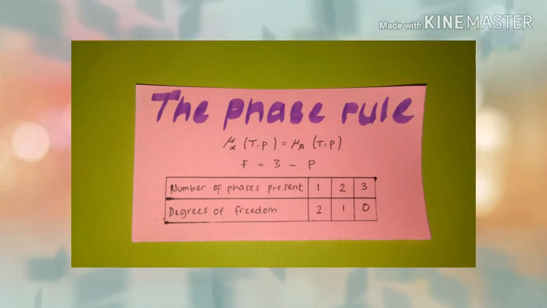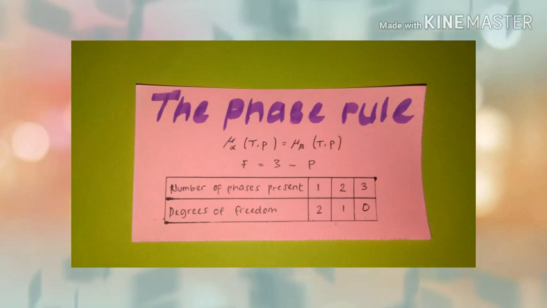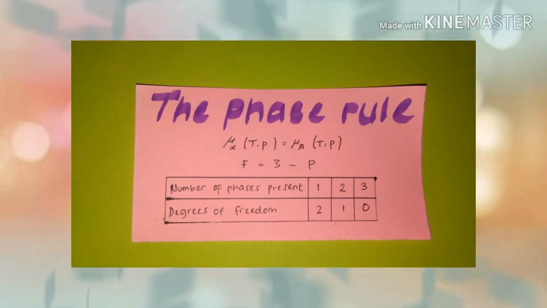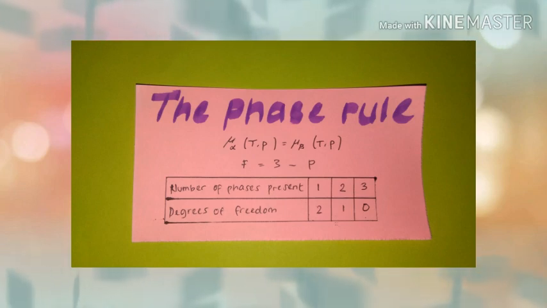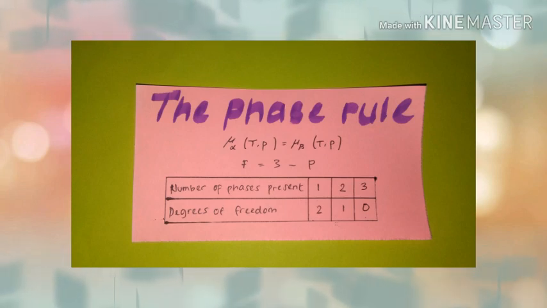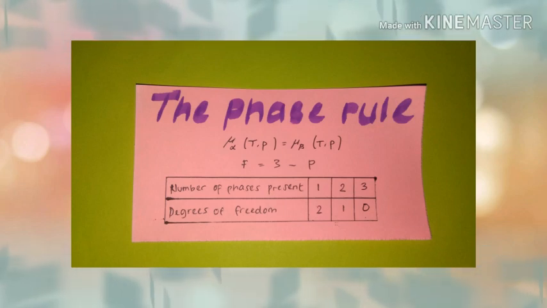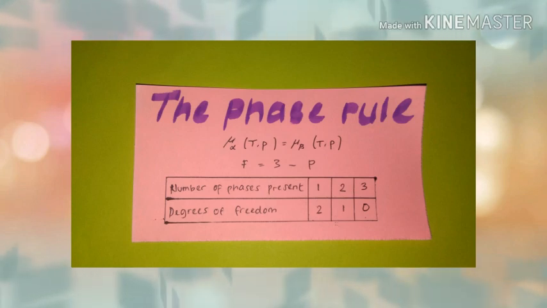If 3 phases are present, 2 relations exist between temperature and pressure. Thus, the relations determine temperature and pressure completely. No other information is necessary for the description of the state of the system. Such a system is invariant. It has no degrees of freedom.